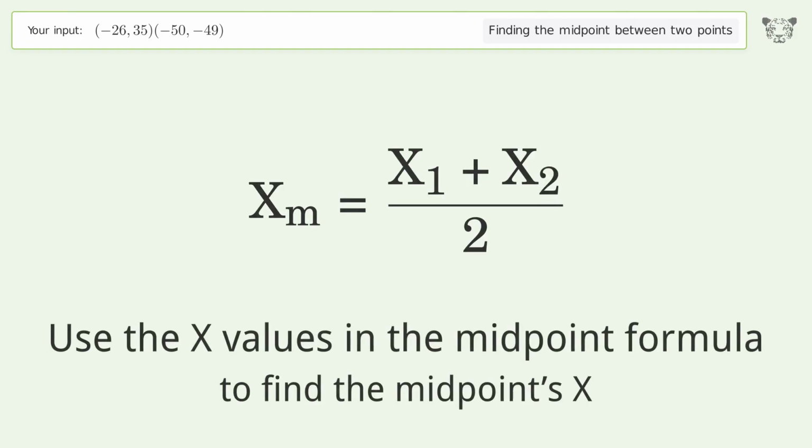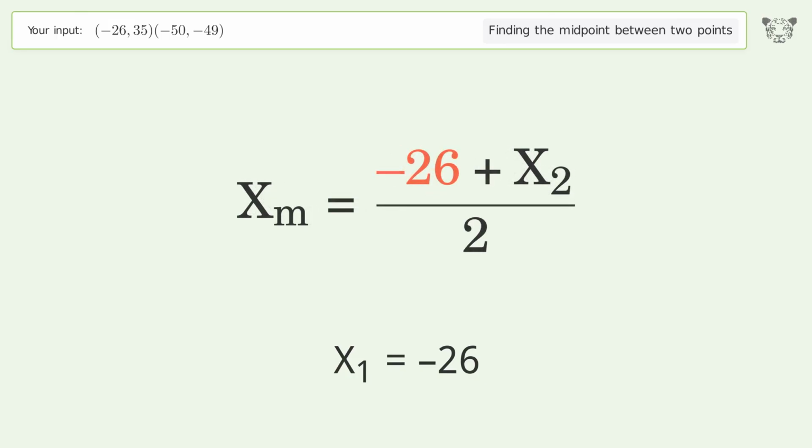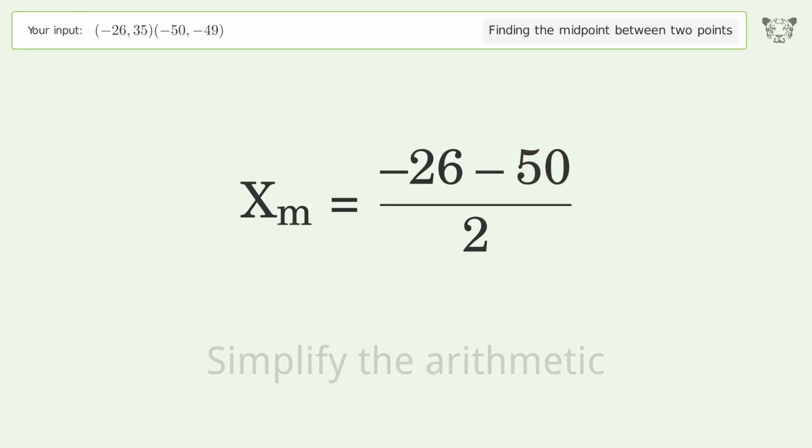Use the x values in the midpoint formula to find the midpoint's x. x1 equals -26. x2 equals -50. Simplify the arithmetic.